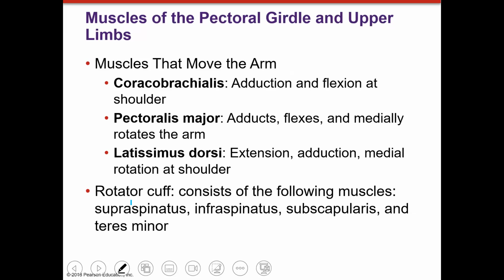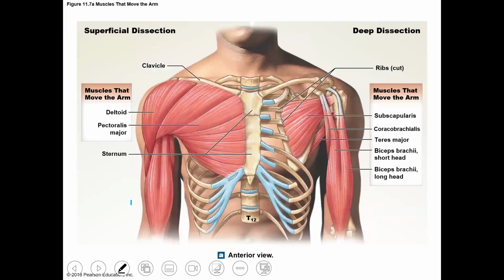Coracobrachialis, that muscle gives us adduction and flexion at the shoulder. Pec major adducts, flexes, and medially rotates the arm. Latissimus dorsi, lats lower, gives us extension, adduction, medial rotation at the shoulder. And then that rotator cuff is what we just saw, the SITS muscles: supraspinatus, infraspinatus, teres minor, and subscapularis.